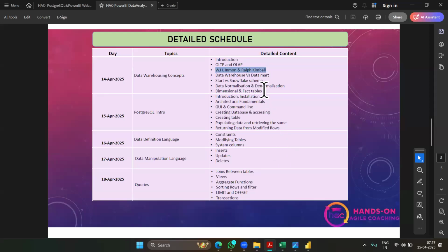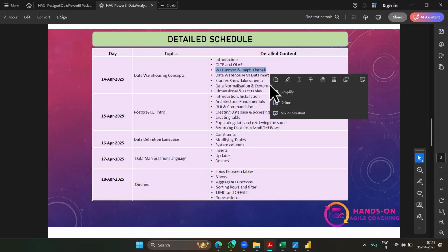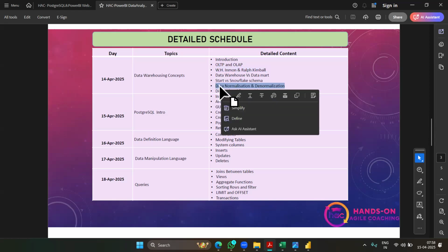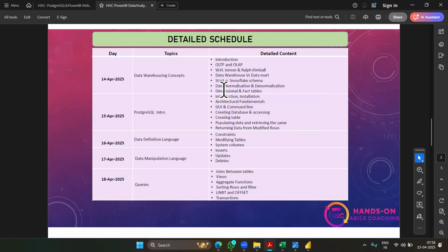So we have covered the topics related to the basics of data warehousing, OLTP and OLAP, and the theories proposed by the two great scientists, Inmon and Kimball, data warehousing, and star and snowflake schema. And the important thing is data normalization and denormalization, right? These topics are correlated to each other.